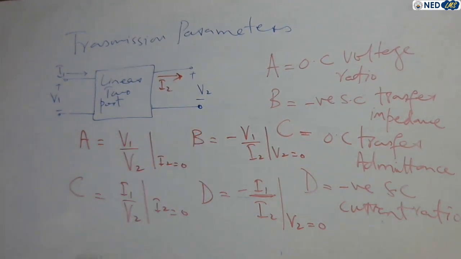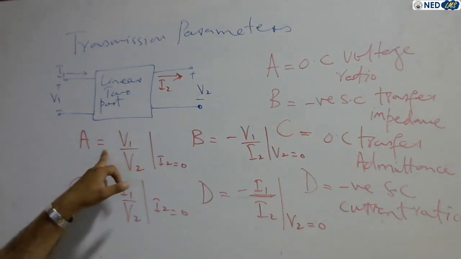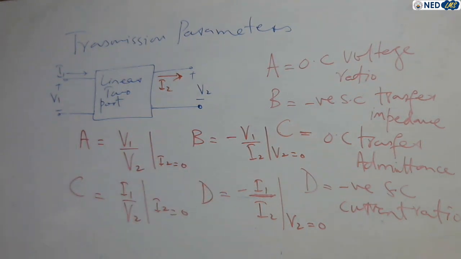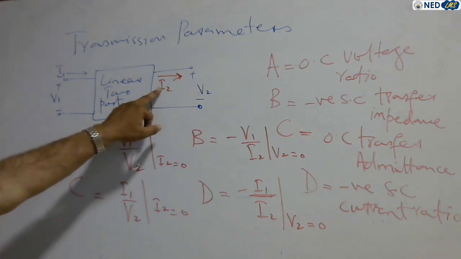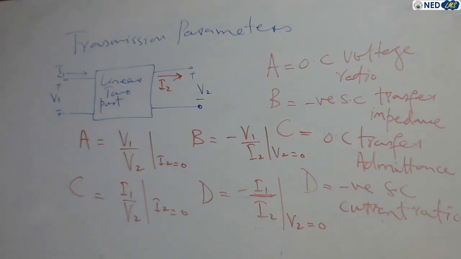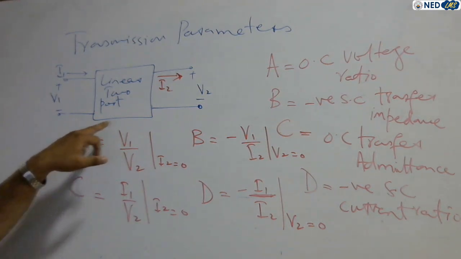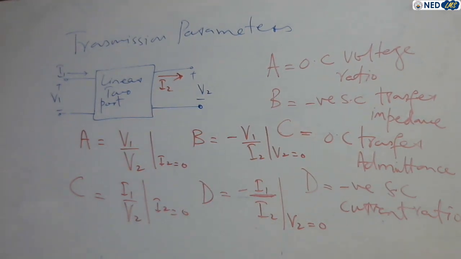Open circuit transfer admittance. What does D show to you? D, again, is a ratio of currents, like A, but A was a ratio of voltage and this is a ratio of current. So it is the negative short circuit current ratio. I already explained why it is negative, right? So A and D are similar. A was the open circuit voltage ratio, and this one is the short circuit current ratio, because the voltage is 0.